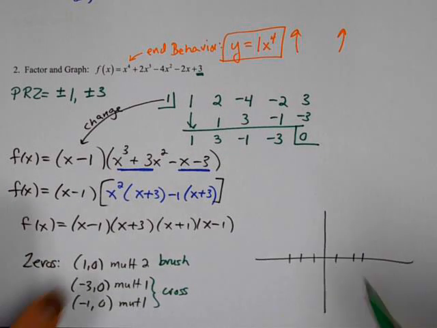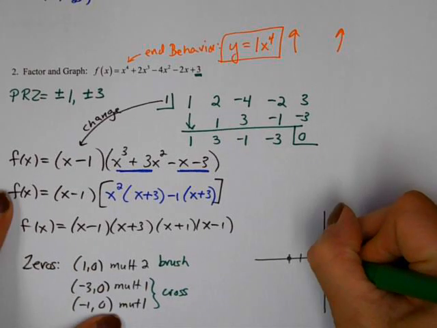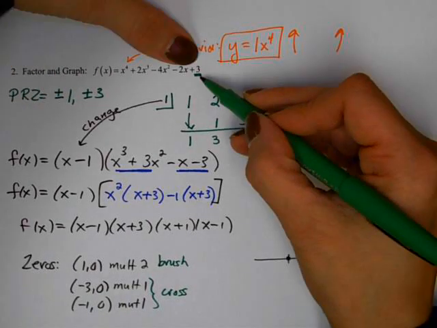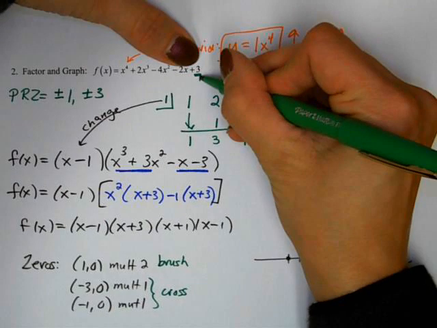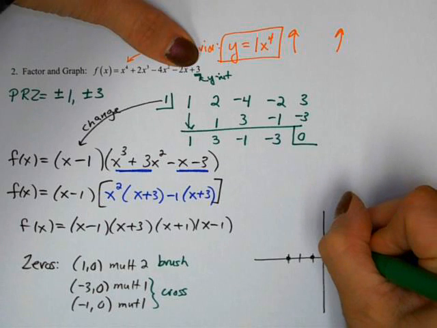So we've got 1, 0. We've got negative 3, negative 1. Okay, how about a y-intercept? The y-intercept can be quickly found by looking back at the original problem. Okay, y-intercept is 3. 1, 2, 3.